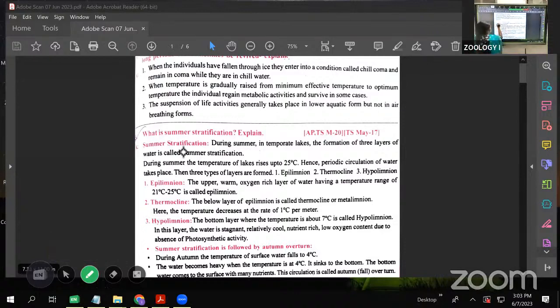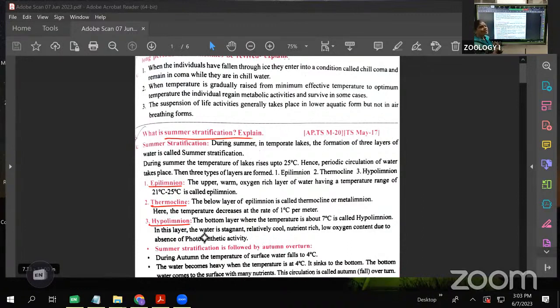First one is the summer stratification. Here, the summer season, the winter stratification and the summer stratification. Inside of the lake, the water is divided into a number of layers depending upon the temperature. The layers are called the epilimnion, thermocline, and the hypolimnion. In the summer season, the lake water is divided into three layers. That we call stratification, meaning the formation of layers.